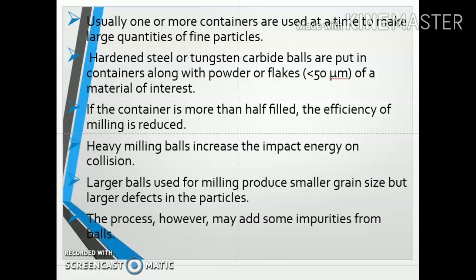Heavy milling balls increase the impact energy by collision. The larger balls used for milling produce a smaller grain size, but larger defects in the particles. The process, however, may add some impurities from the balls, as the balls are continuously colliding on the wall of the container as well as on the material, or the material of the ball itself may wear due to attrition. It can lead to the introduction of some impurities from the balls.